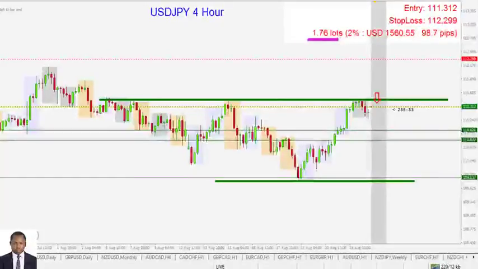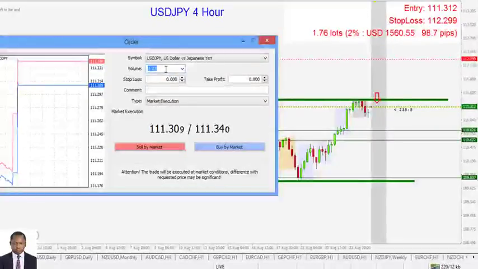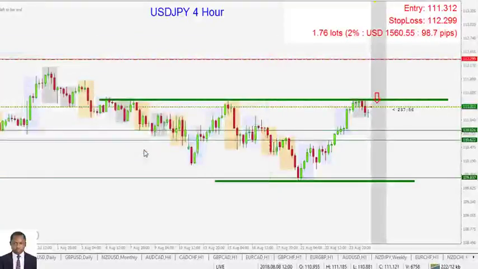Okay, Australian dollar against the Swiss franc. I'll look at that for you. Alright, so I'm taking a short trade here. I'm risking just 2%. Please know whatever you're risking in every trade that you take. 1.76 lot size. My stop loss is 2.29. That's my stop loss level. So I'm clicking on my sell button. All right, so that trade is taken.